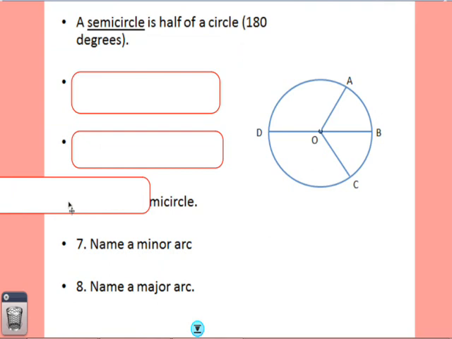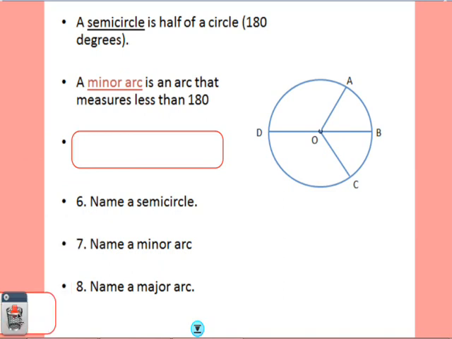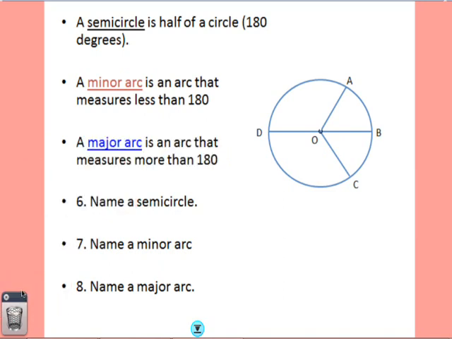Alright, let's take a look here. Just some more vocab. A semicircle is half of a circle, so 180 degrees. A minor arc is an arc that measures less than 180. And a major arc is an arc that measures more than 180, but obviously less than 360, so it stays in the circle. So let's name a semicircle here.